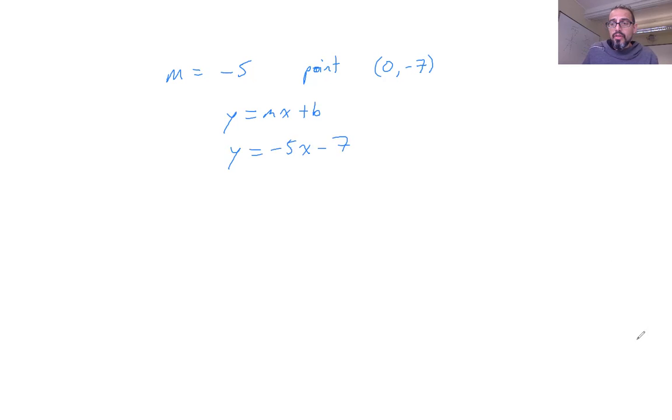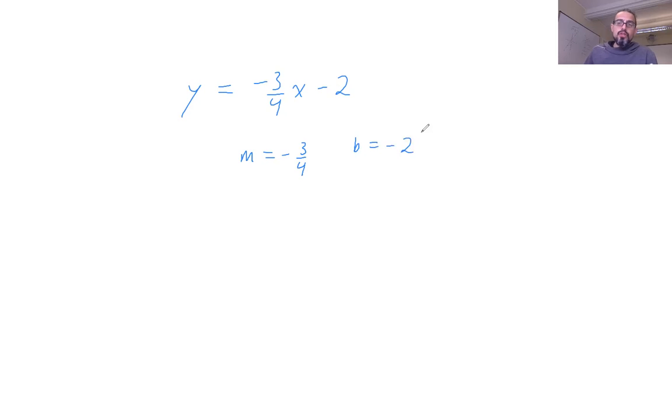Now, what about going the other direction? What if I give you a line in the form y equals mx plus b? Can you tell me the slope and the y-intercept? It's quite simple. The slope is the coefficient of x. It's the value in front of x. In this case, it's equal to -3/4. And then the y-intercept is -2.